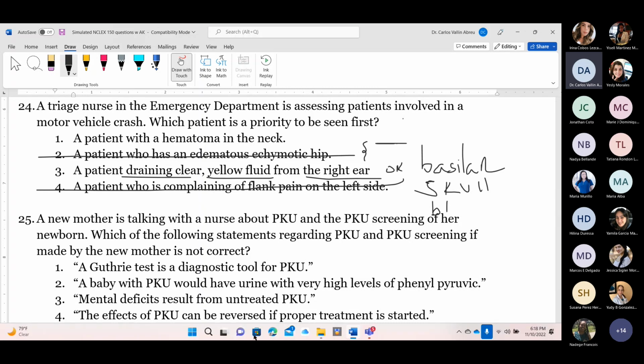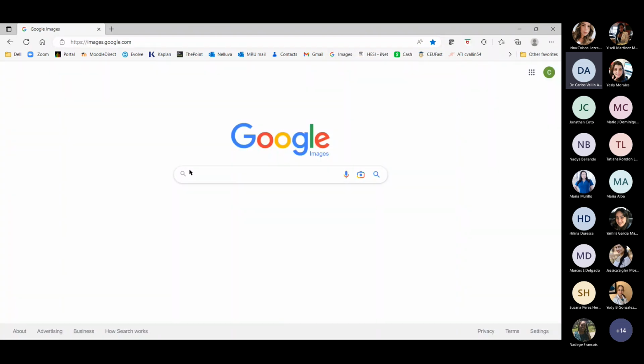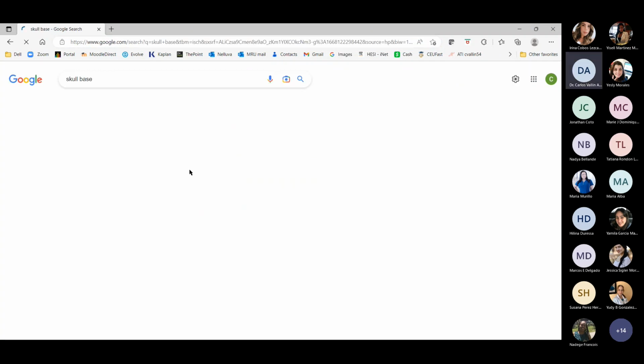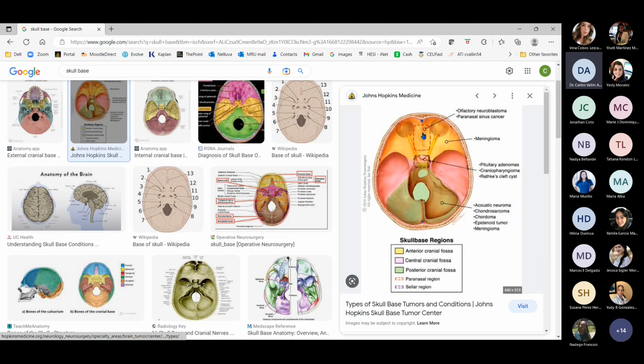When have you ever studied anatomy, the base of the skull? Okay, let's see. Skull base anatomy. Let me see if I can find the base of the skull. Okay, so all those are skull bases. Notice how the skull base is the part of the skull that is the floor where the brain is resting. The brain is surrounded by meninges and cerebrospinal fluid and is resting on this skull floor.